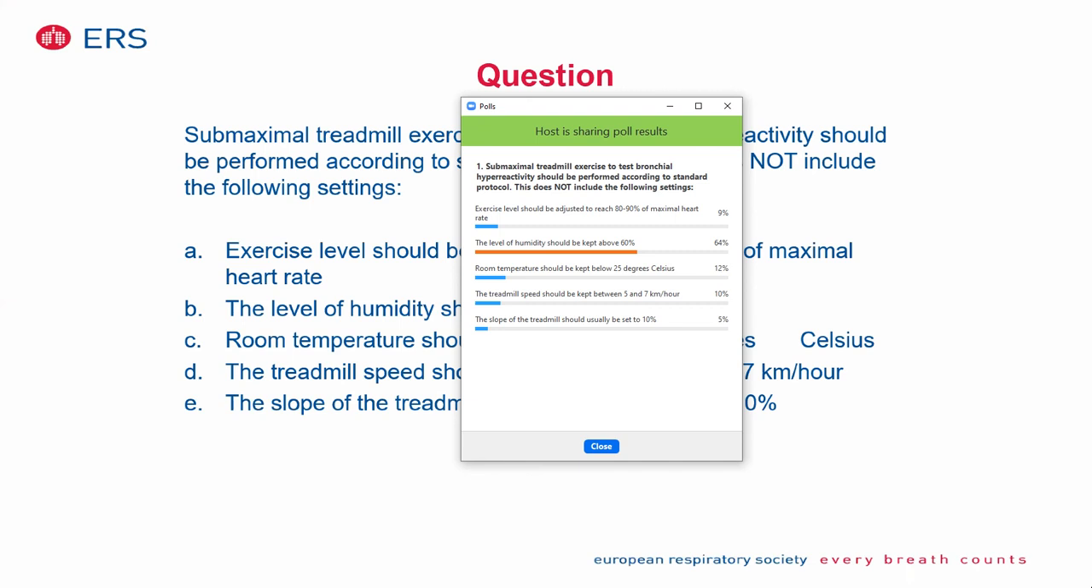Yes, very good. So this is the standard protocol for the treadmill exercise. The humidity should be low because otherwise the pathophysiology, or what happens physiologically in the voluntary hyperpnea during the exercise, is the loss of water from the mucosa, stimulating the inflammatory response, and the bronchoconstriction will work less well if you have a very humid environment. So the level of humidity should be rather dry, below 60%.